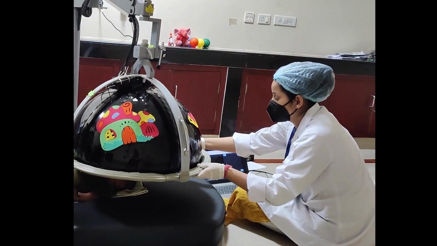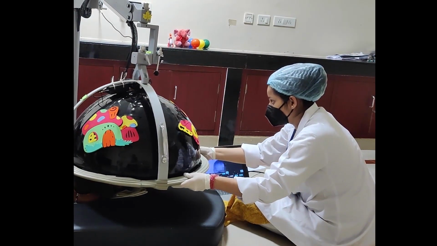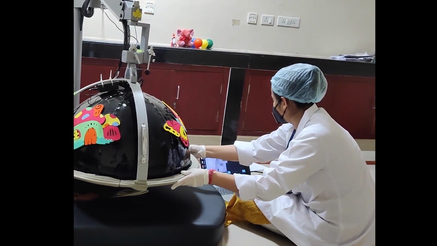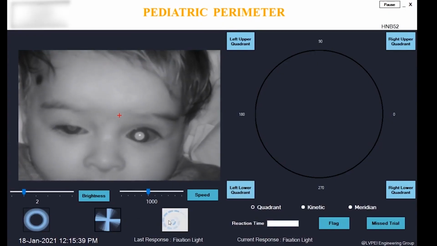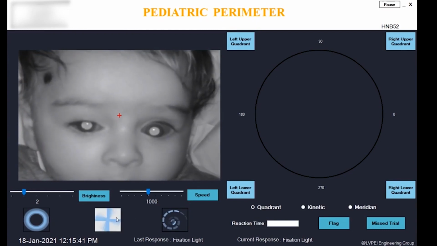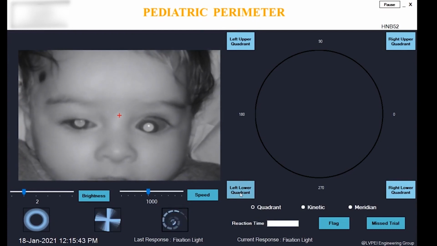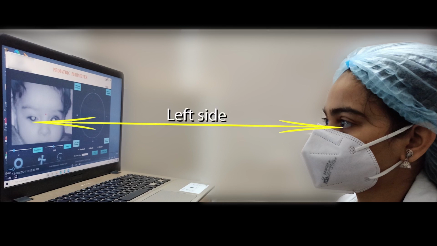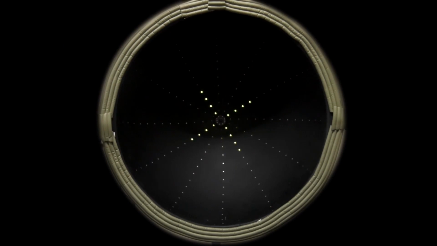The infant was placed in a supine position on the mattress on the pediatric perimeter dome so that his face was focused by the infrared camera. The infant's eye and head position were captured on the graphical user interface. On the video screen, the image is laterally inverted such that the infant's left side faces the examiner's left side and vice versa. The fixation light of the pediatric perimeter was turned on and the room light was turned off.